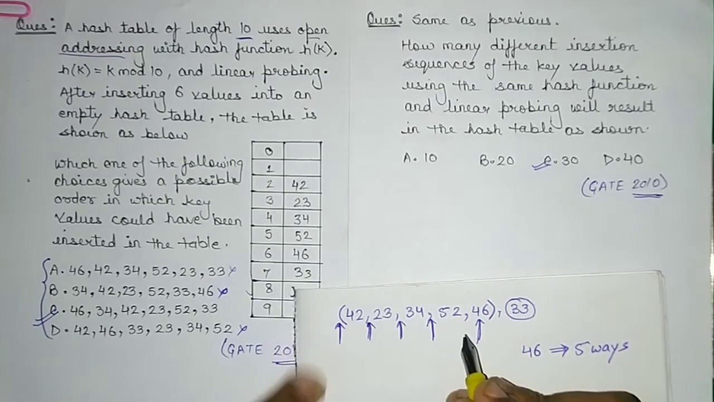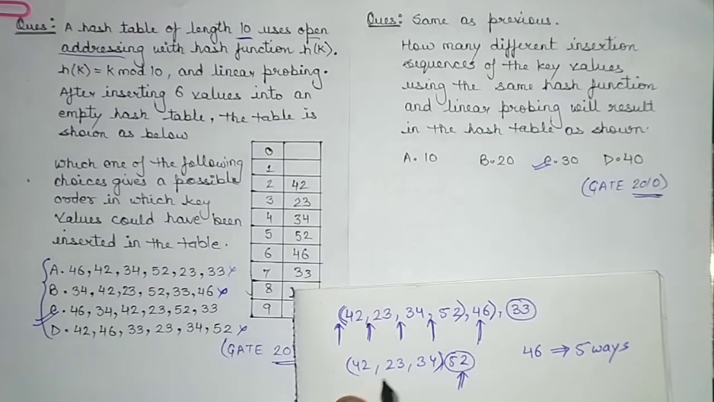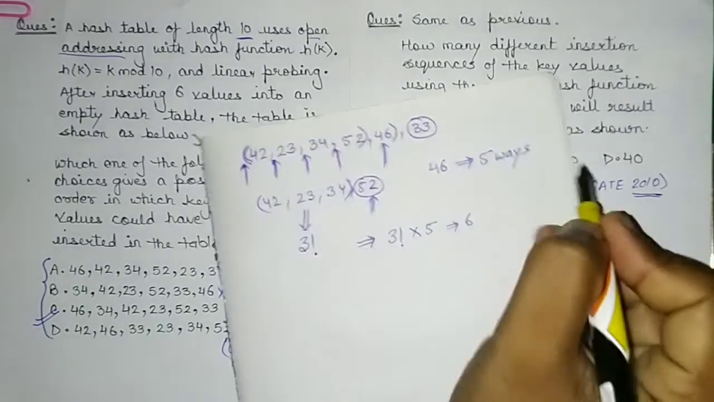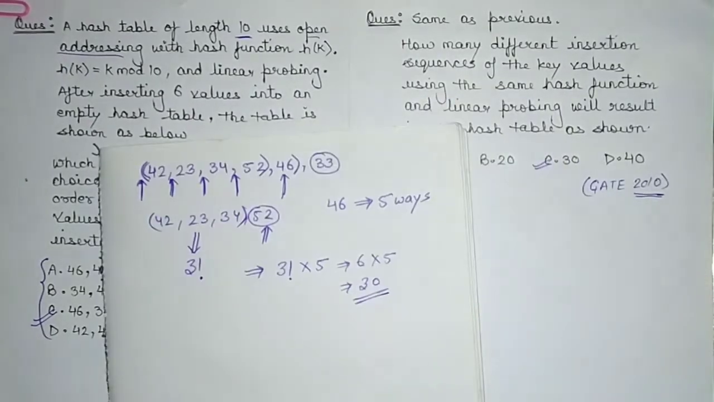But now we are left with these 4, that means 42, 23, 34 and 52, and among these 4 values, this 52 should be inserted after these 3 values, because if we insert 52 before any of these 3 values, it will be occupying another field. So how many ways can we arrange this? 3 factorial ways. So what is the right answer? 3 factorial to arrange these, and 5 ways for 46. So we can write it as 6 into 5, which is nothing but 30. So the right answer is 30.